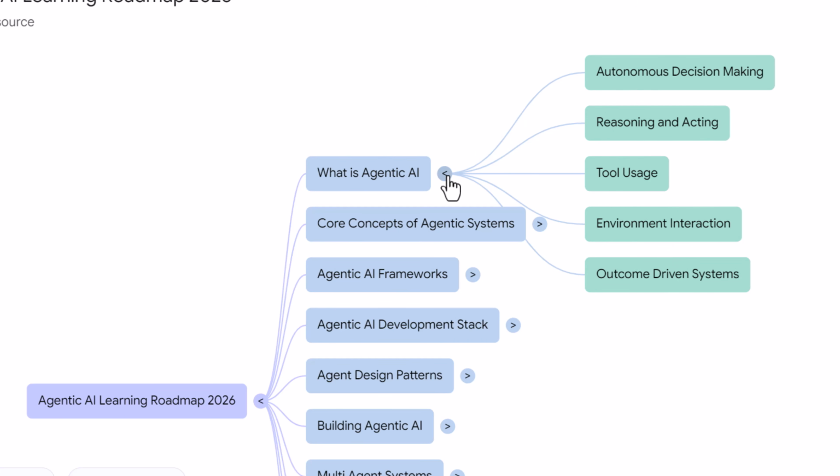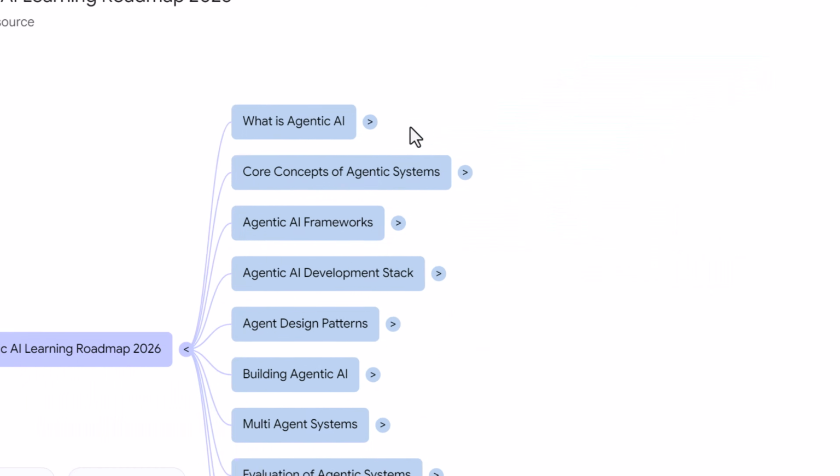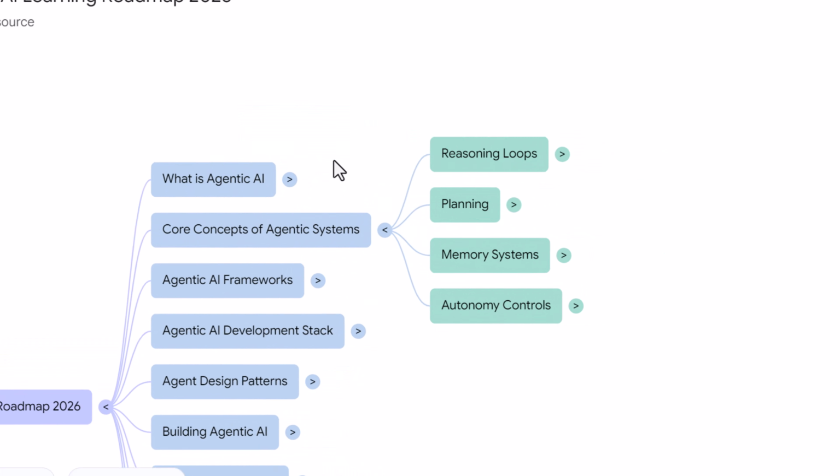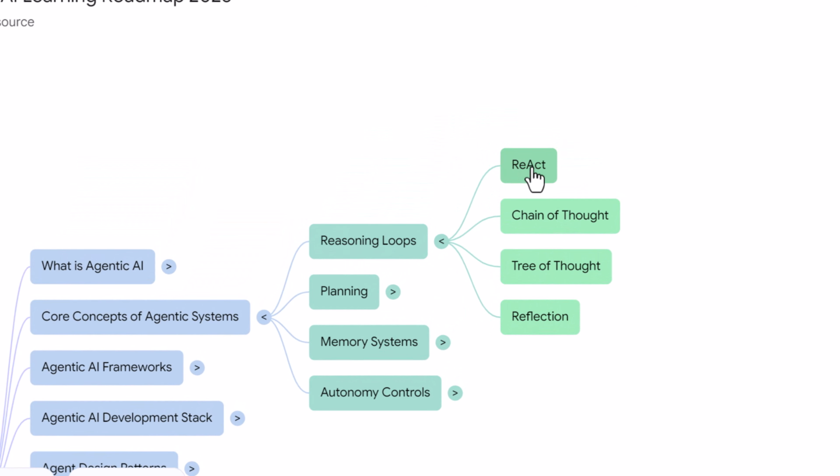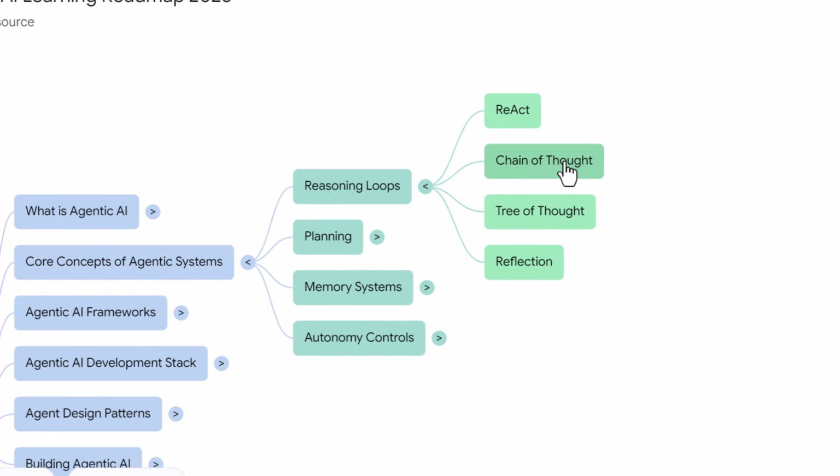Next, we explore the core concepts of agentic systems. This begins with the reasoning loops. ReAct is a loop where the agent reasons, takes an action, reasons again, and continues until the task is complete. Chain of thought allows the model to think step by step. Tree of thought expands the reasoning process by exploring multiple idea branches in parallel. Reflection allows an agent to analyze mistakes and improve decisions.